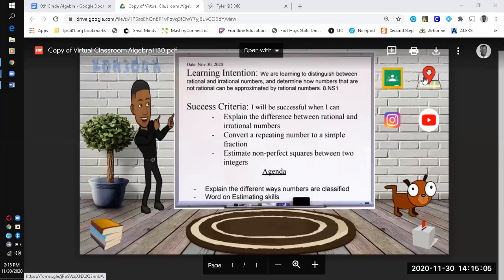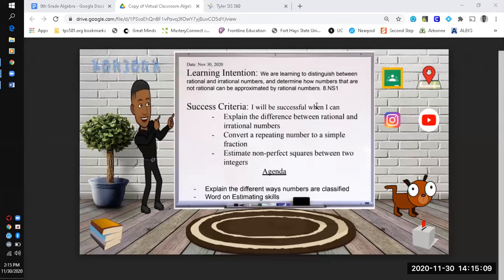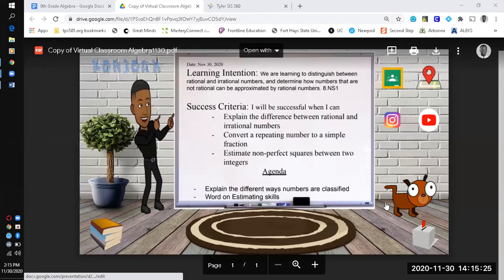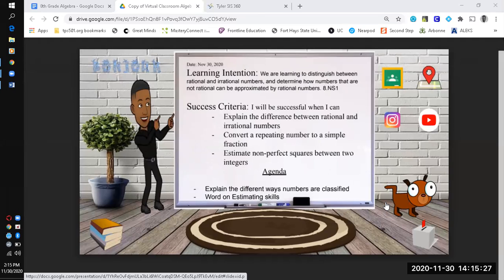All right, so for this portion of the class, the first two videos explained how numbers are classified, and talked about terminated and repeating decimals. But for now, we're going to look at this third learning intention, which is we'll be successful when we're able to estimate non-perfect squares between two integers. Basically just estimating numbers, but estimating correctly and trying to navigate at what part on the number line this would fit. So I'm going to pull up my whiteboard.